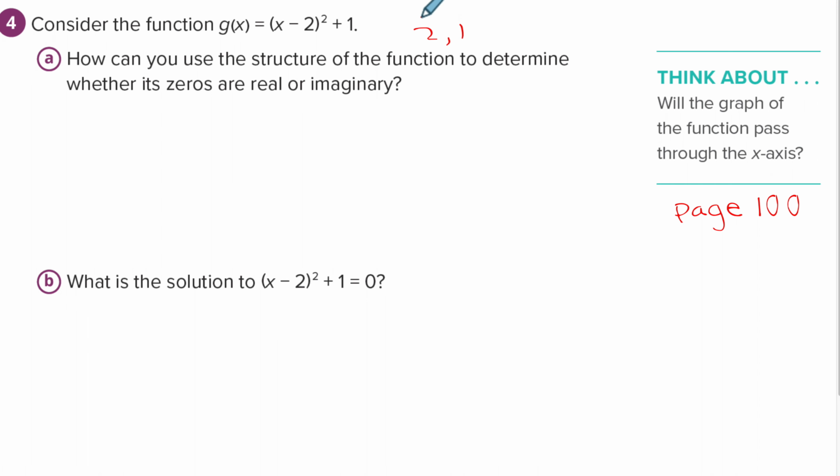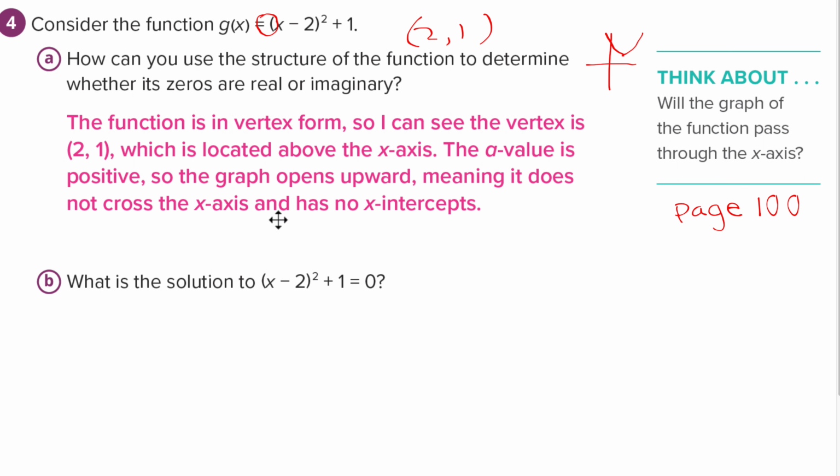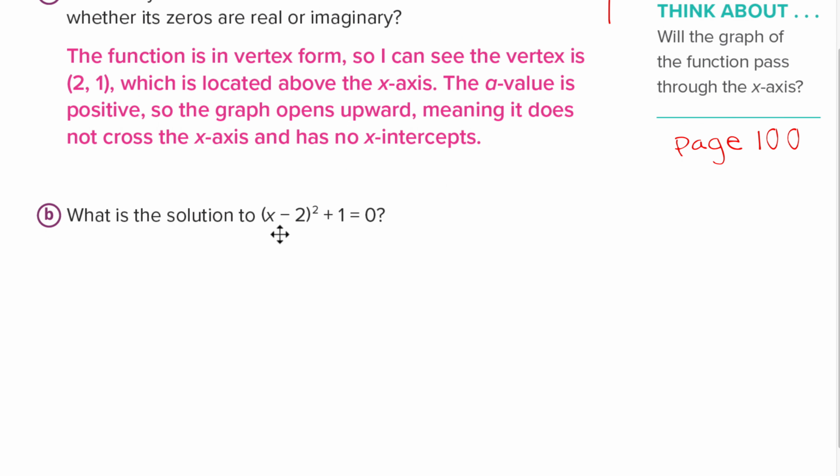So if I were to sketch this thing, here's a little sketch. (2, 1) is like up here. But the value of a here is positive, so I know it goes up. So I can make a conjecture that it does not touch the x-axis. Therefore, the roots must be imaginary, right? It has no x-intercepts. What is the solution?